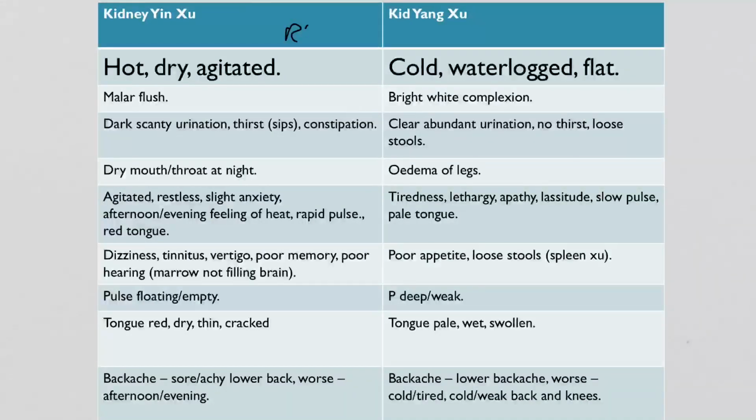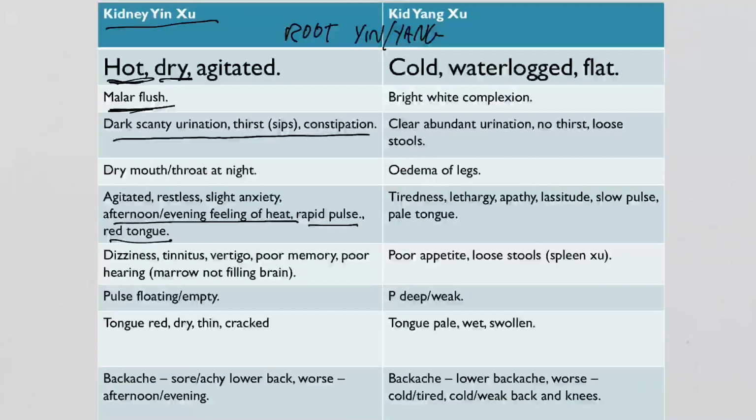Kidneys are said to be the root of yin and yang in the body, so we'll use them as an example. So with kidney yin deficiency, the person becomes hot, so we get malar flush, afternoon feeling of heat, rapid pulse, red tongue. Dry, so we get dark scanty urination, thirst and sips, constipation, dry mouth and throat. And agitated, so we get agitation, restlessness, anxiety.